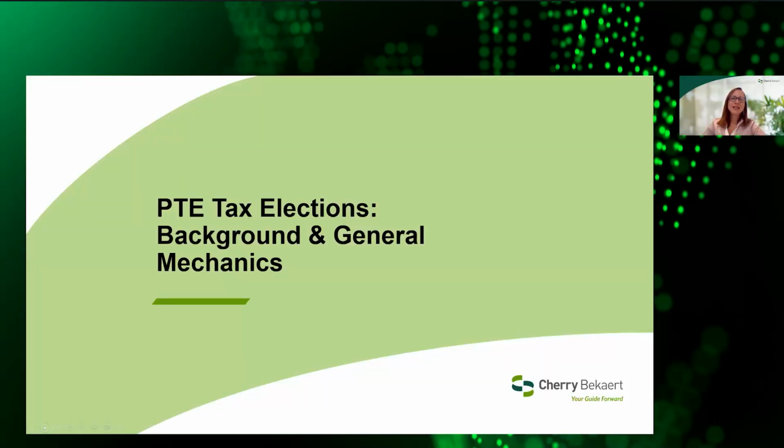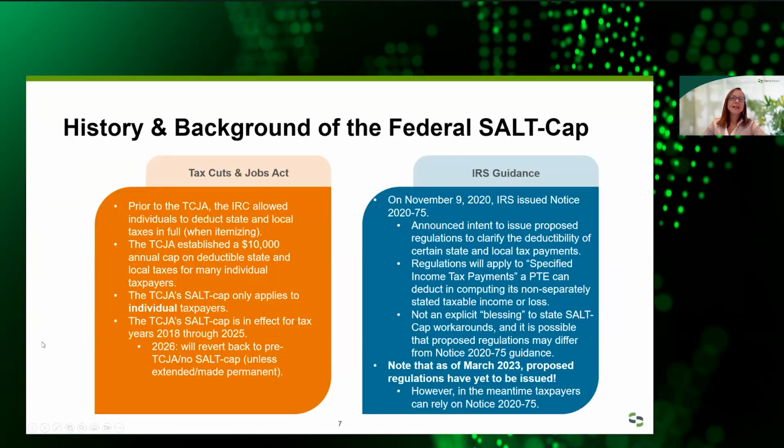All right, great. So let's get started. Background and general mechanics. Okay, the history and background of the SALT, which is simply the state and local tax cap. So the TCJA, Tax Cuts and Jobs Act, actually established a $10,000 cap on the amount of state and local taxes that individuals can deduct. And that would be all state and local taxes, including property taxes as well. And it only applies to individual taxpayers, not corporate taxpayers.